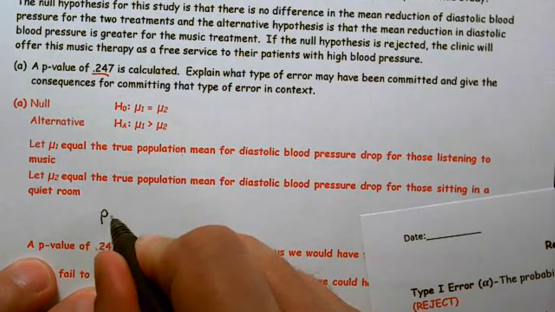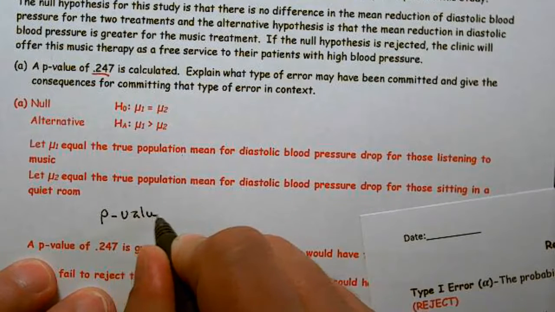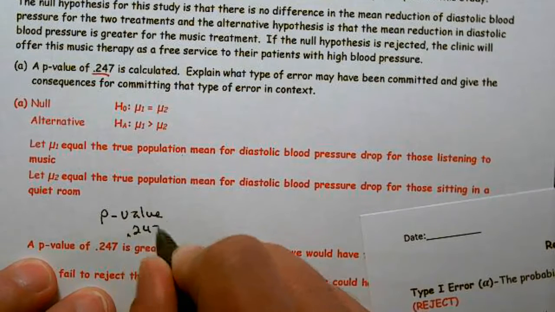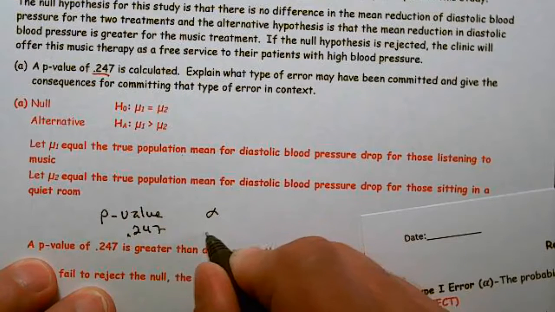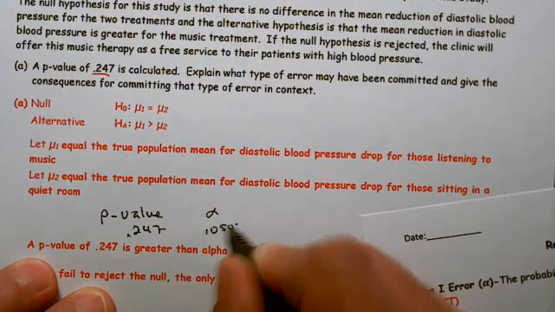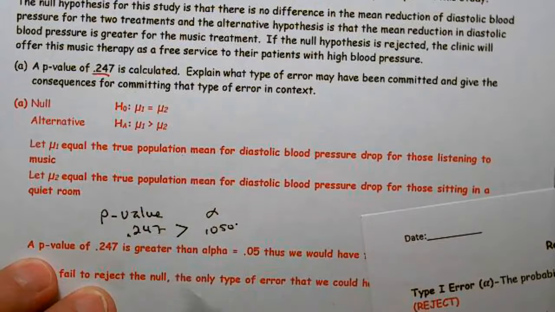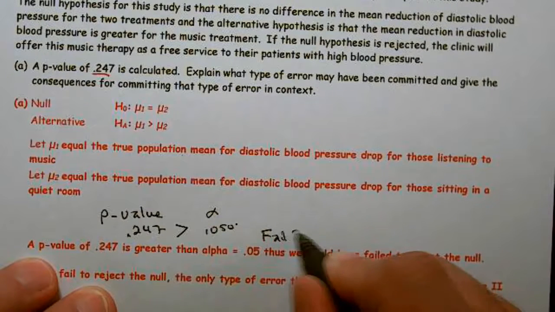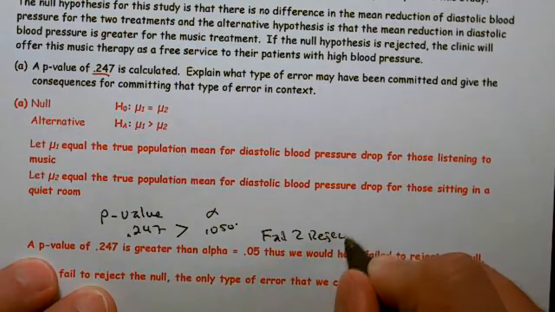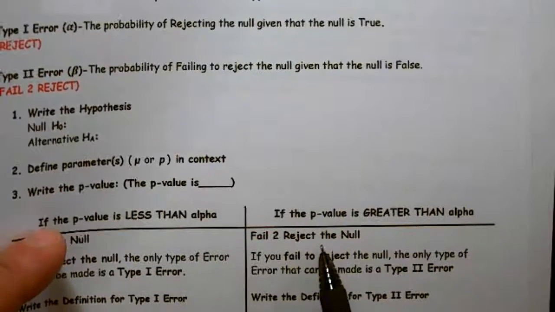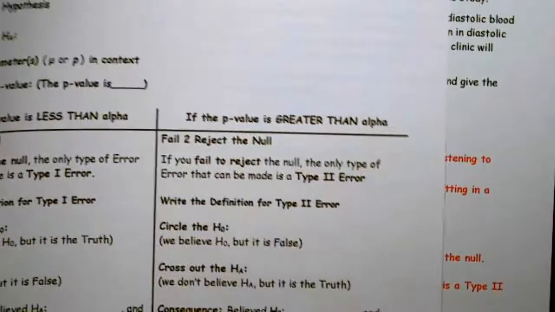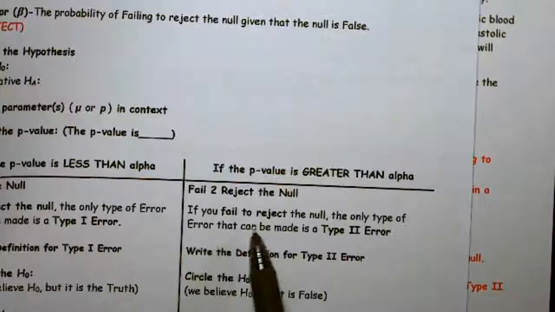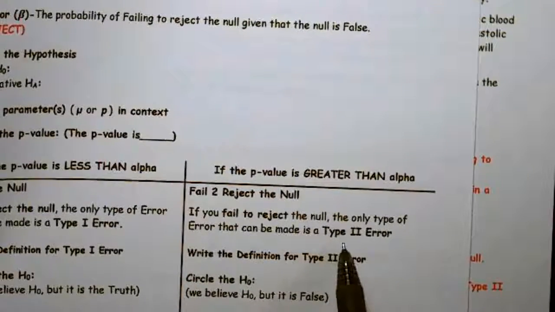And if we were doing this like a hypothesis test, we go p-value 0.247. We have alpha 0.0500. This is greater. So our decision would be fail to reject. All right. If the p-value is greater than alpha, we fail to reject. So now we're in this column here. So we're going to work in this column. And we're going to start off with, well, if you fail to reject, the only type of error that could have been made is a type 2.